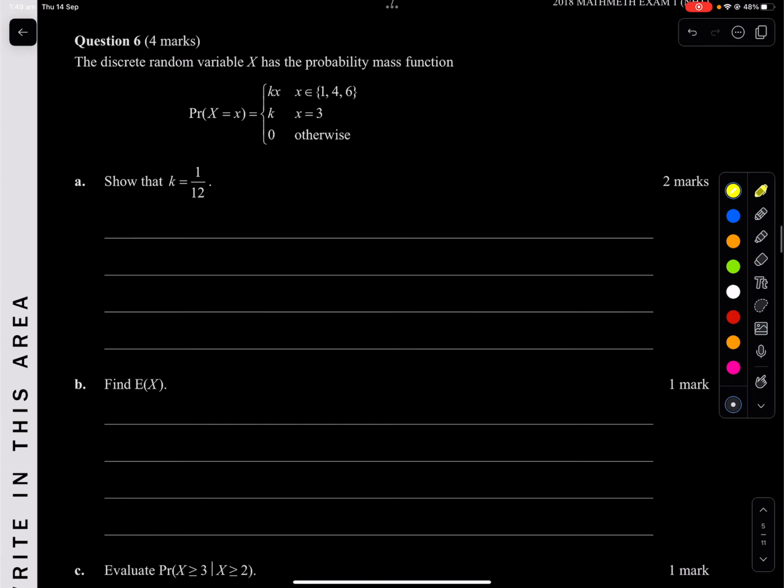The discrete random variable x has a probability mass function like this. So show that k is 1 over 12. Okay, these are distinct points. They're not actually like a continuous, like the normal. So, okay. Let's sub in 1 first.